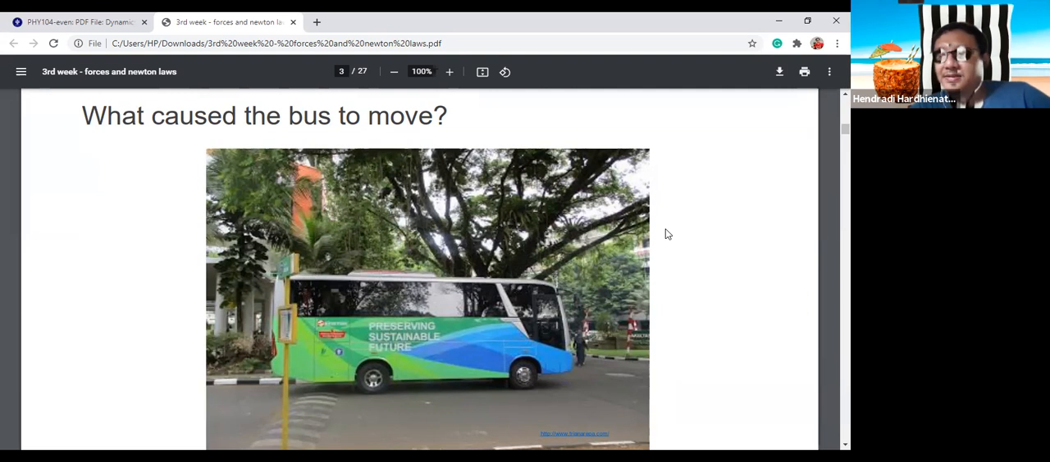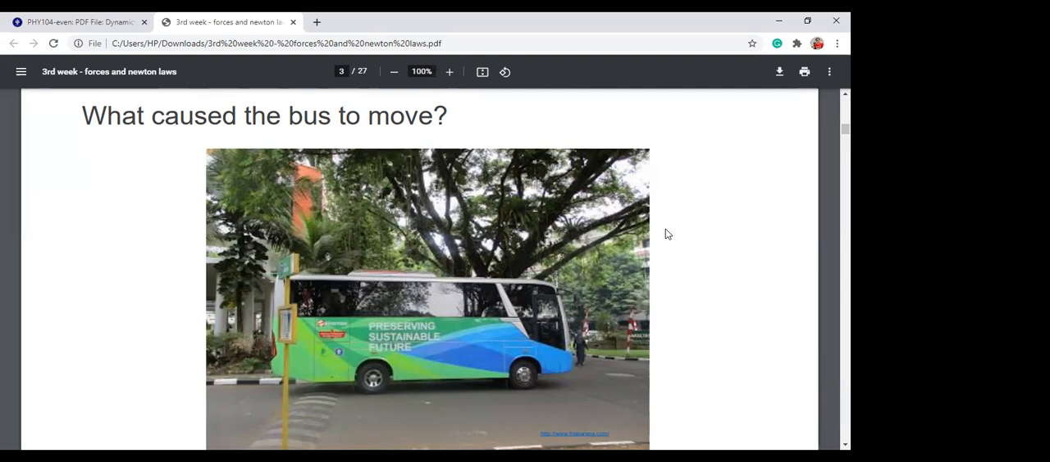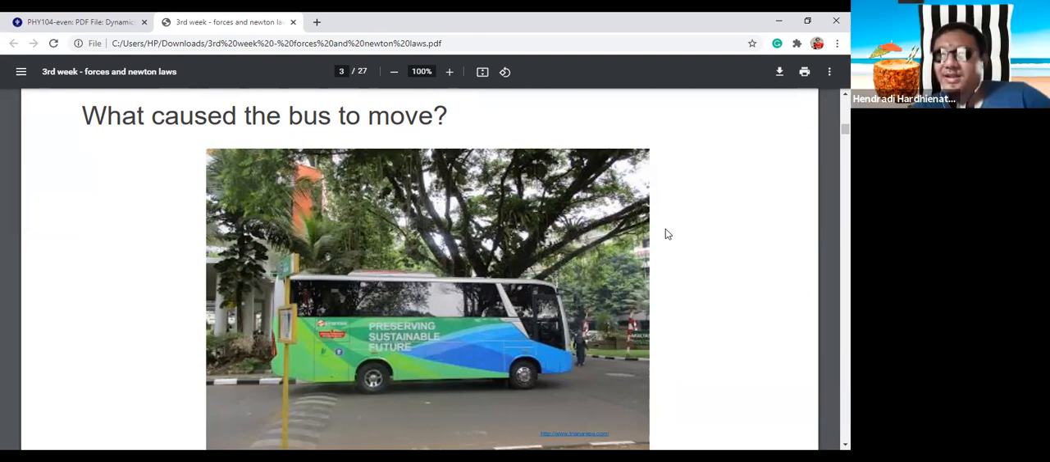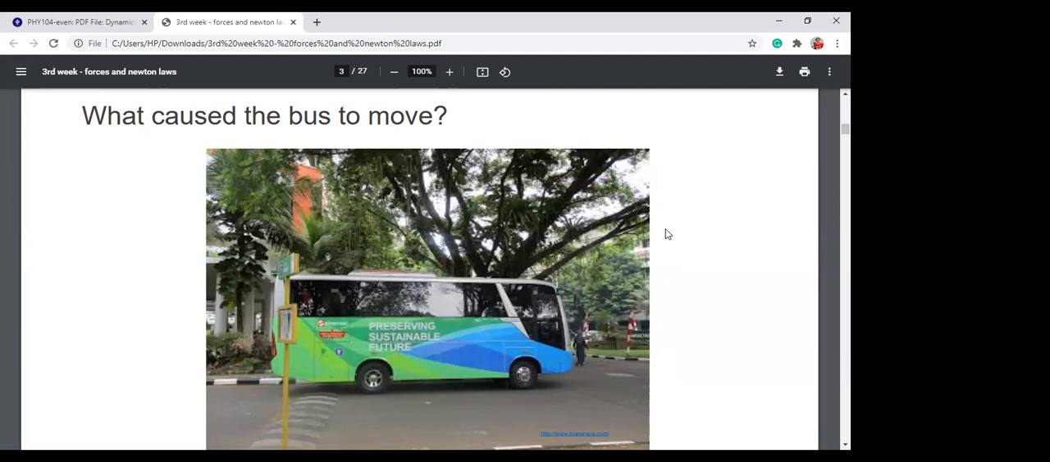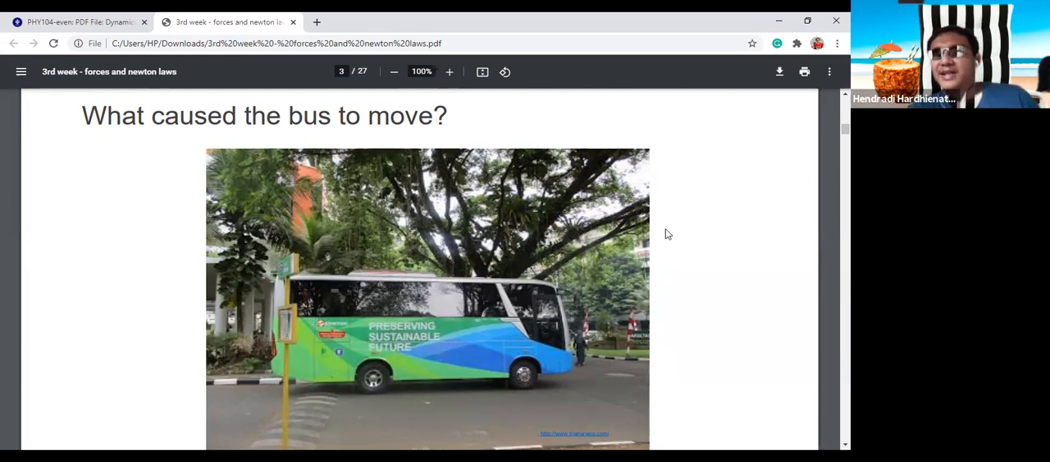What kind of force exactly? What do you mean by the force? Which force? Your answer is correct, but which force? Can you think about it? What causes the bus to move? What force? What's causing the bus to move? What is the engine doing? What is the function of the engine?